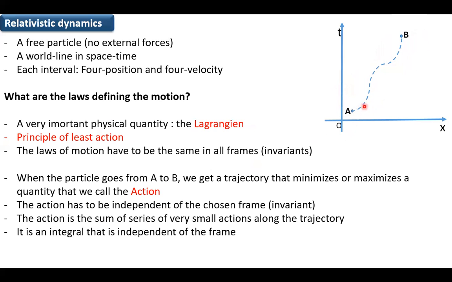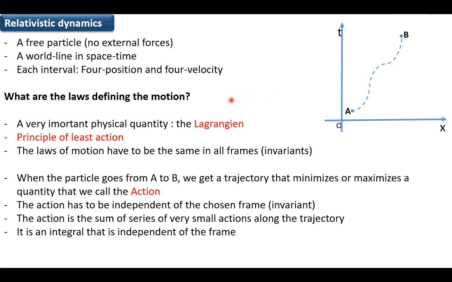This trajectory we can divide into several small intervals, and for each interval we can define a position vector or a position 4-vector and a 4-velocity corresponding to this small differential interval between A and B. So it's a free particle moving from A to B according to a certain trajectory.